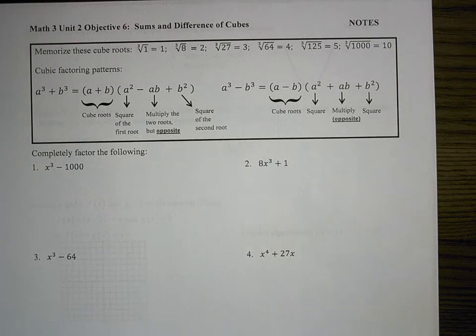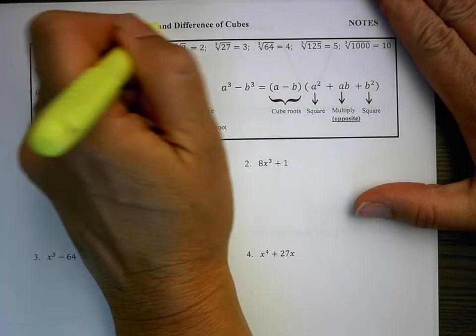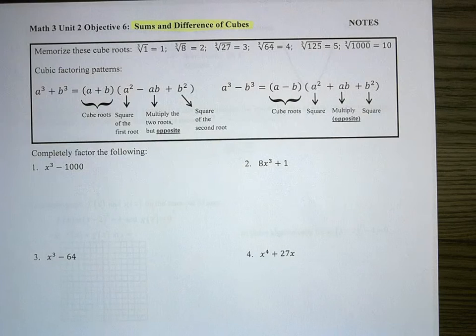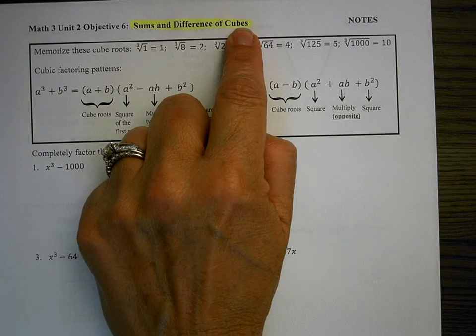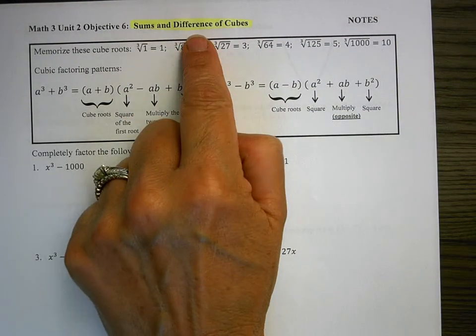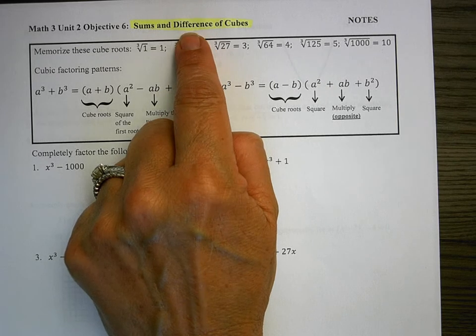Okay, so this is the Math 3 Unit 2 Objective 6 lesson, and this one is on factoring. We are going to be doing sums and differences of cubes. So instead of difference of squares, we're doing cubes. What's nice is that for cubic factoring, we could either have addition or subtraction, whereas if it was squares, we can only do subtraction, right?